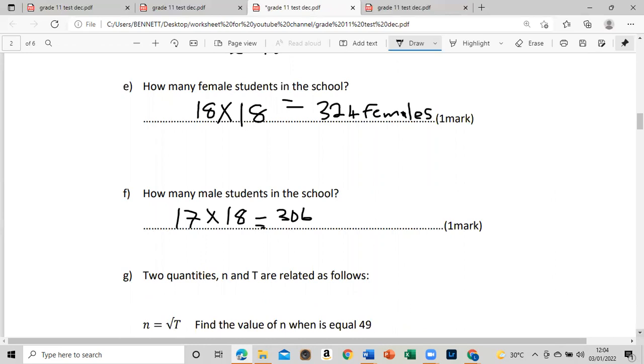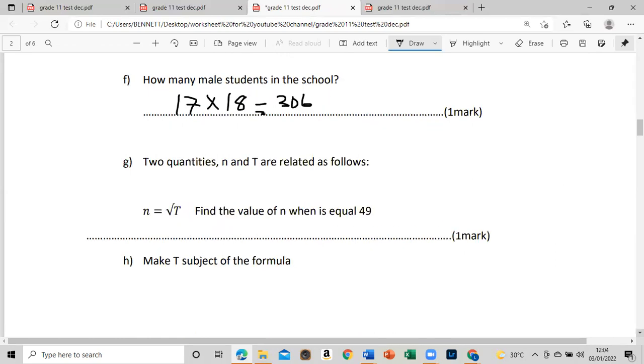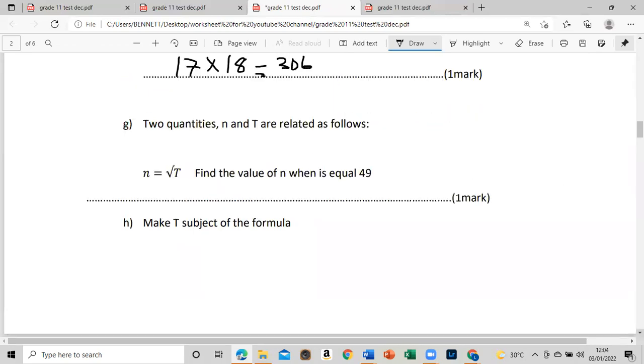So we do maths now. Two quantities n and t are related as follows. N is equal to the square root of t. Find the value of n when t is equal to 49. Alright, so it's the square root of 49, which is equal to 7. And that is only 1 mark.